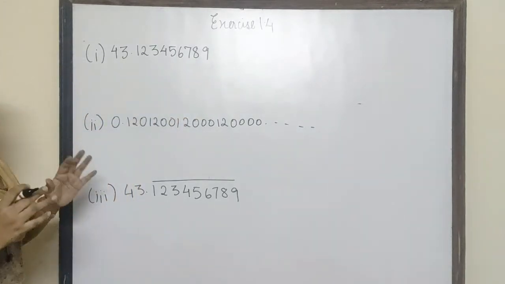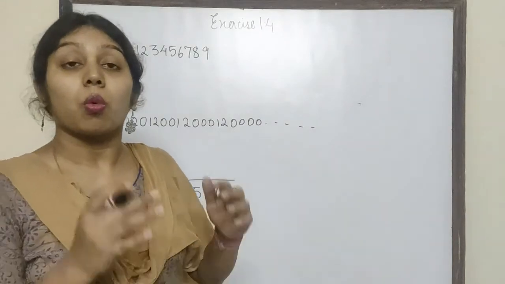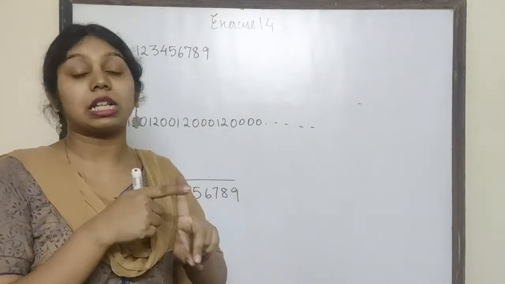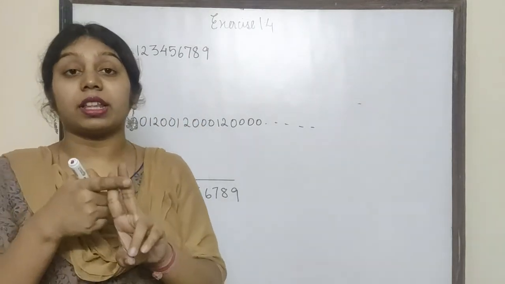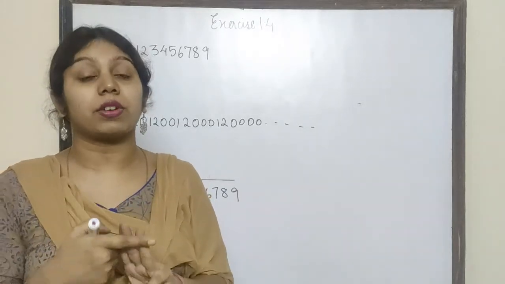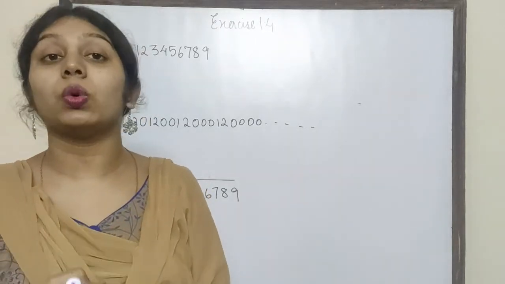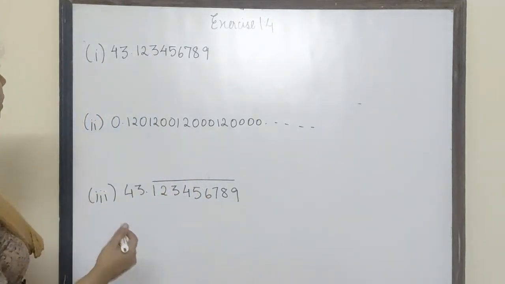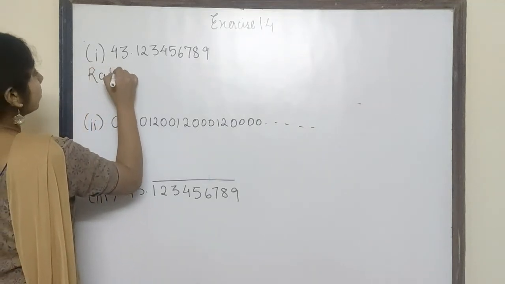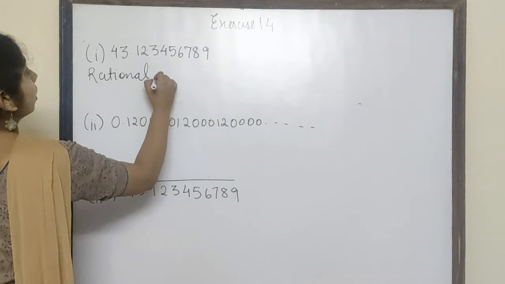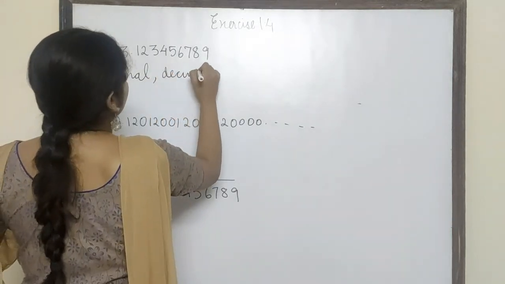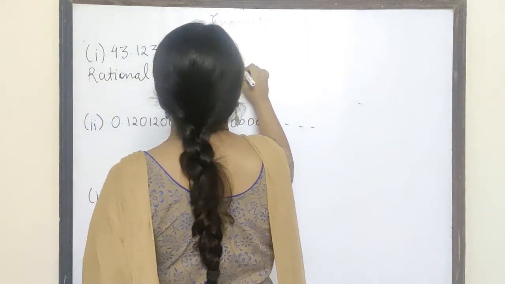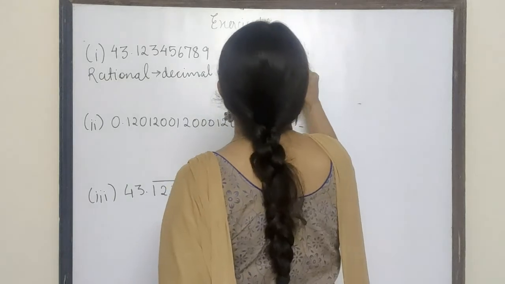So over here, what happens when decimal expansion is terminated? What can we say about these types of numbers? That yes, they are rational numbers. Firstly, they are rational numbers. Secondly, their decimal expansion is terminating. Thirdly, if their decimal expansion is terminating, then q can be written in the form of 2 to the power n into 5 to the power n. So over here we are going to write: rational, decimal expansion is terminating. Rational, why? Because the decimal expansion is terminating.